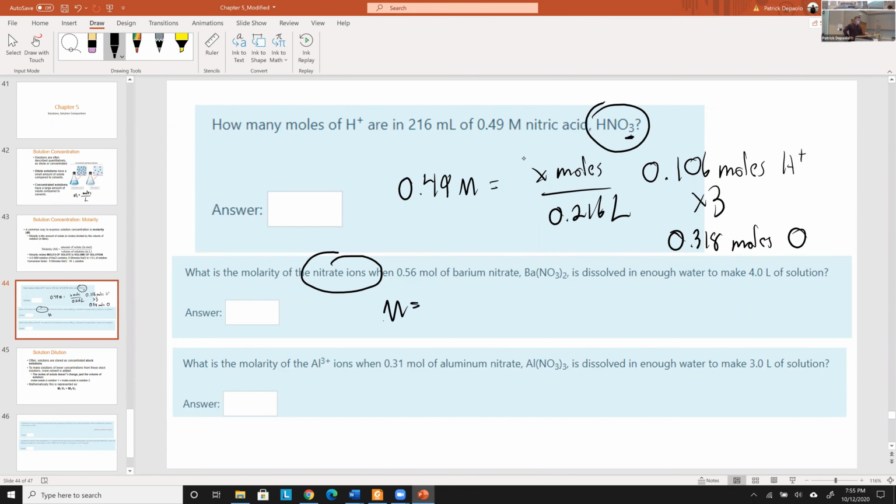So molarity equals the moles, which is 0.56 divided by 4 liters of the solution. And we get a number, 0.56 divided by 4 equals 0.14 molar. Okay. So now 0.14 molar, this is the amount of barium nitrate. It's asking for what is the molarity of the nitrate alone. Each barium nitrate has how many nitrates?